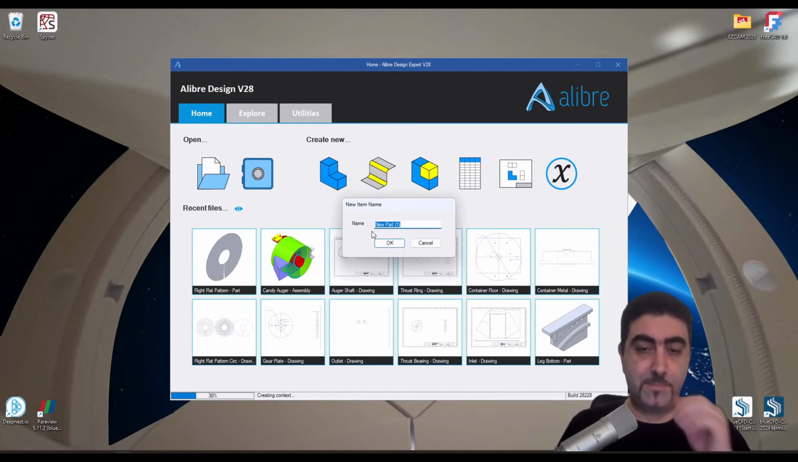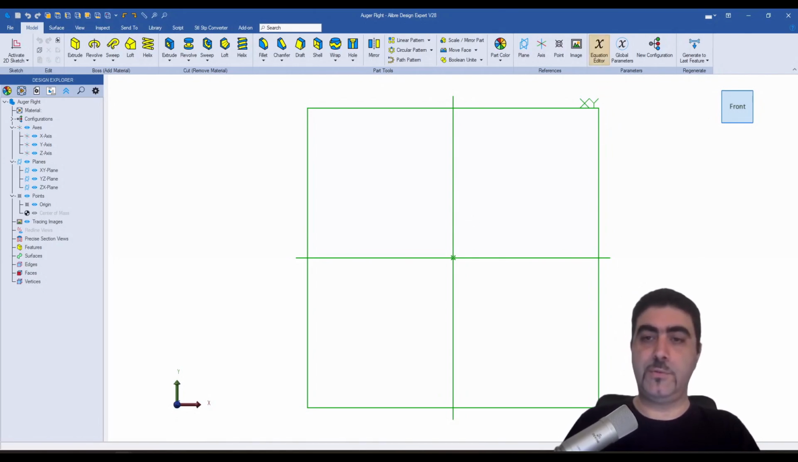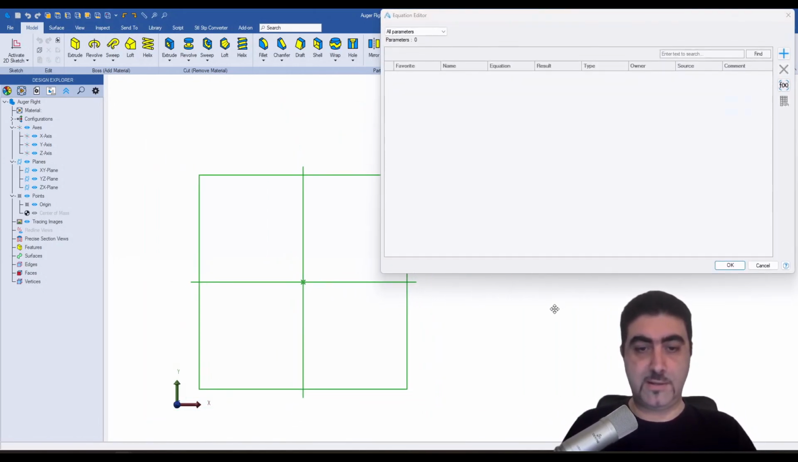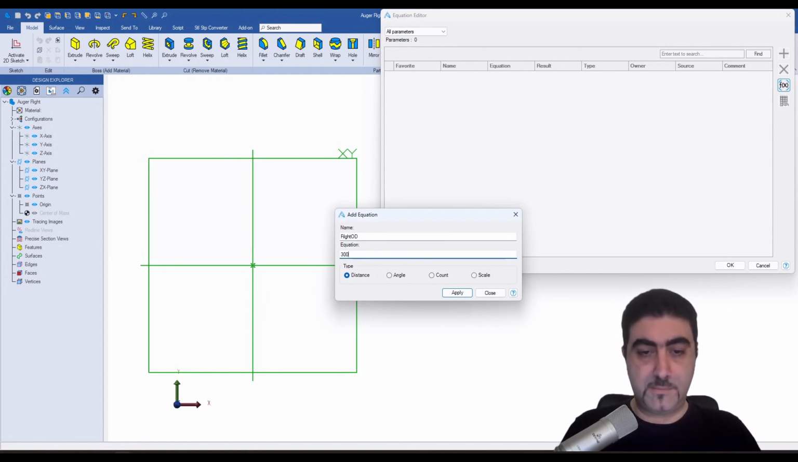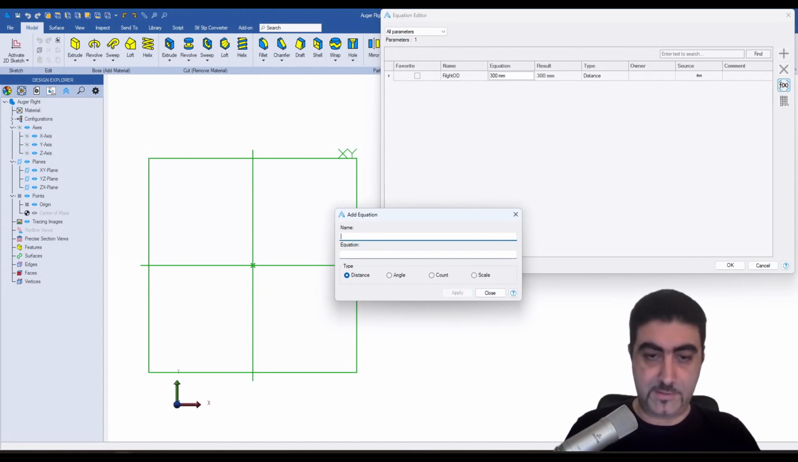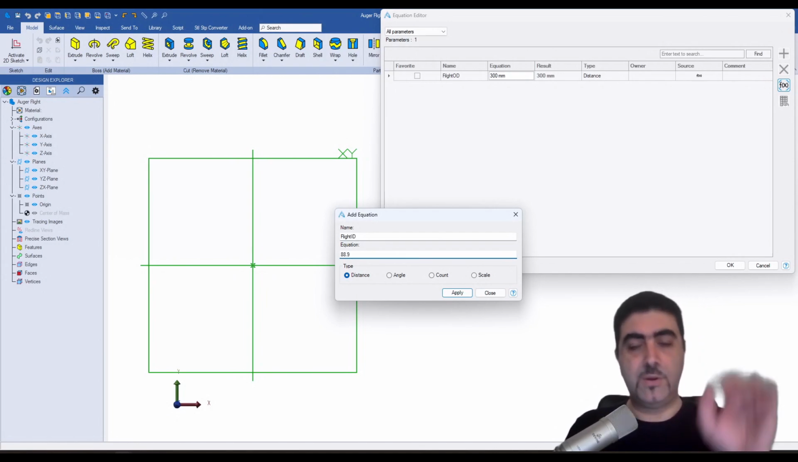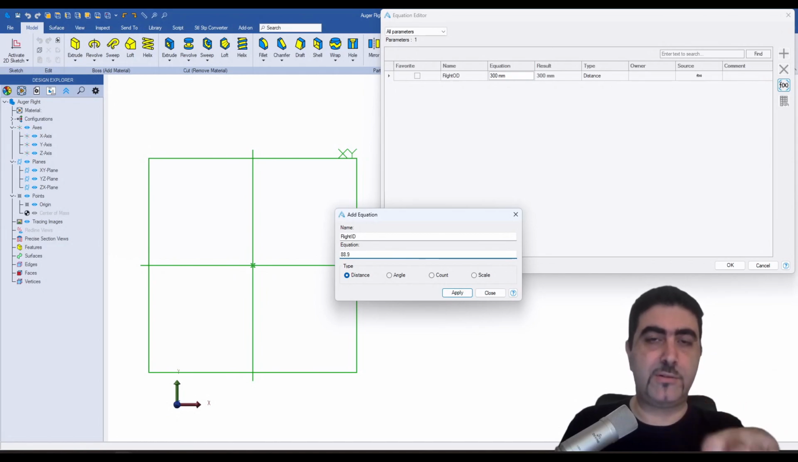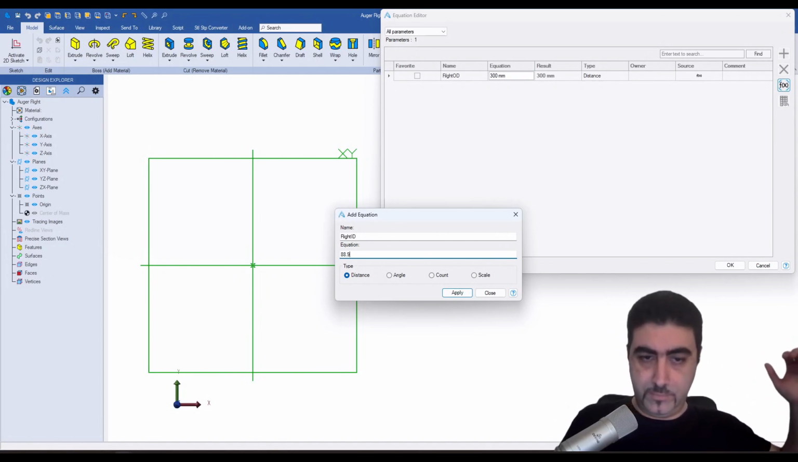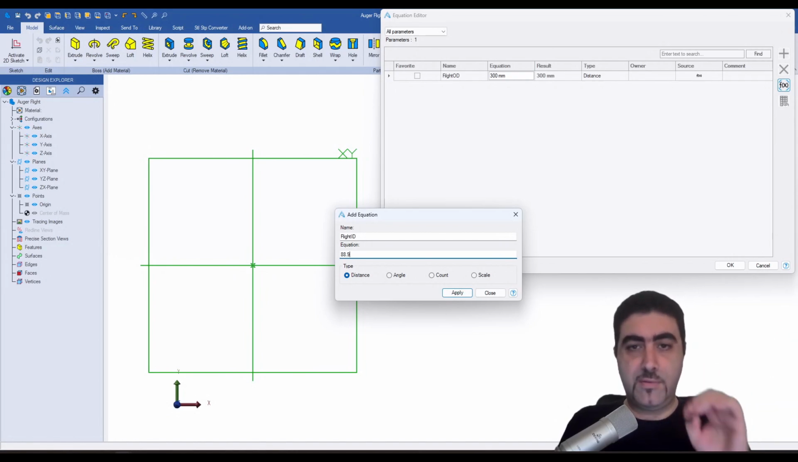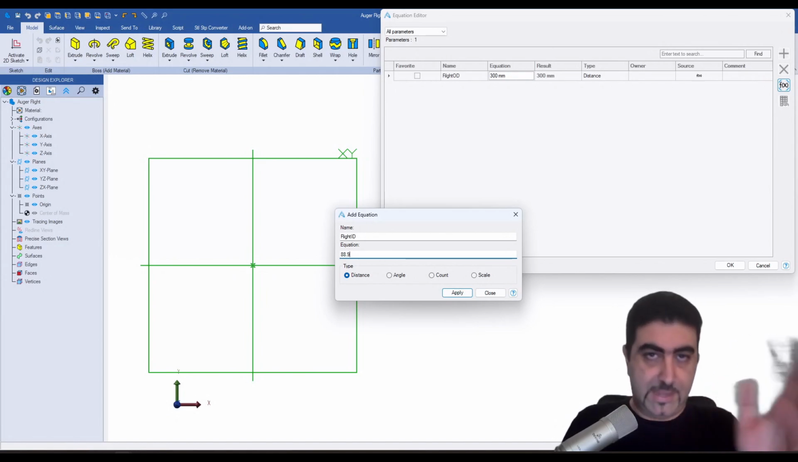So I will be using the part environment, and I will call my part the Auger flight. The first thing I will do is go into my equation editor and start making some equations. First one, flight OD. Let's go with a flight that has a 300 millimeter outer diameter. Then we'll make the internal diameter 88.9. 88.9 millimeters is the outer diameter of a DN80 pipe, which corresponds precisely to the 3-inch NPS pipe outer diameter.